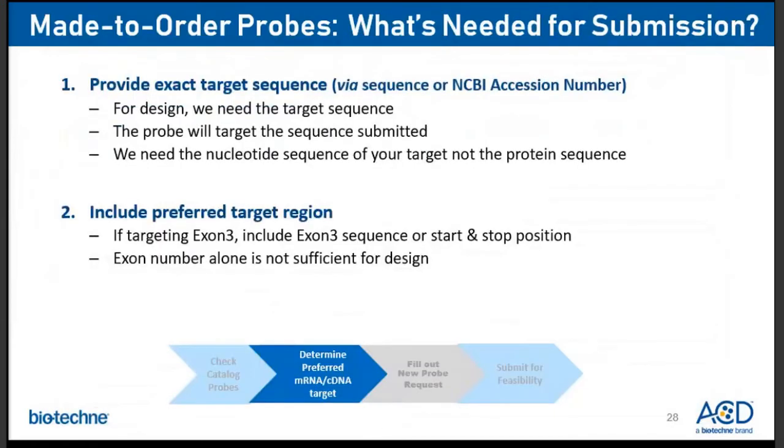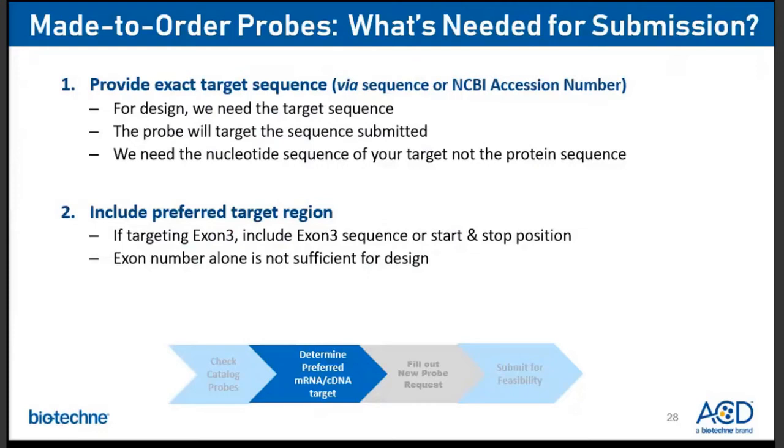So what's needed for your submission to get started? What we need from you is to provide the exact target sequence of interest. This can be done a couple of ways. We prefer for you to provide either the sequence of your interest or the NCBI accession number. The NCBI accession number can be found on the NCBI page. For design, we need the target sequence to get started. The probe will target the submitted sequence.